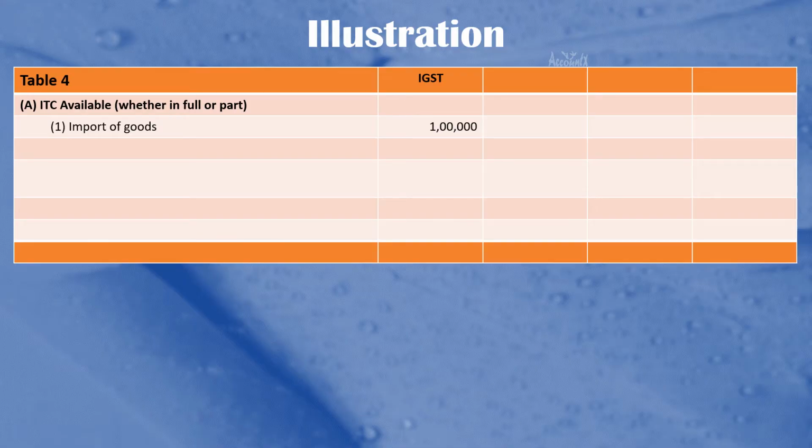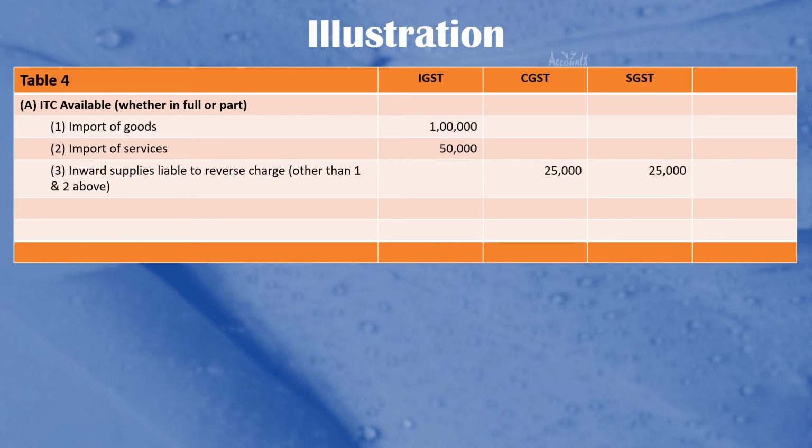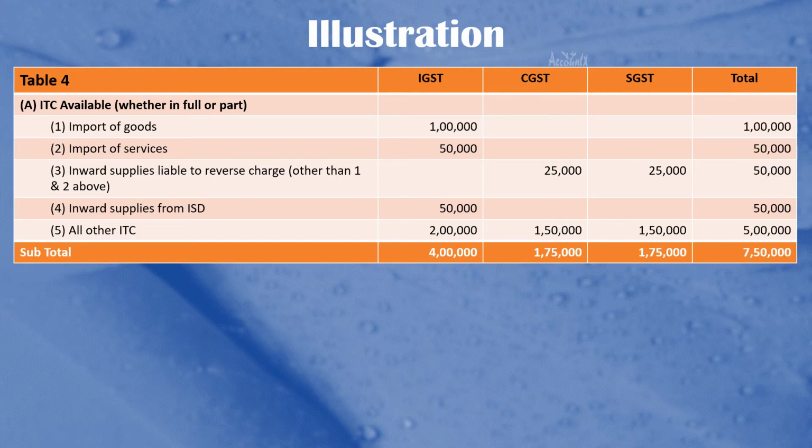Let's say your IGST credit on import of goods is 1 lakh, on import of services 50k. Inward supplies liable to reverse charge, you have 25k credit in CGST as well as SGST. Then inward supplies from input service distributors, IGST credit of 50k, and in all other ITC head you have 2 lakh in IGST and 1.5 lakh each in CGST and SGST. And this is the total.